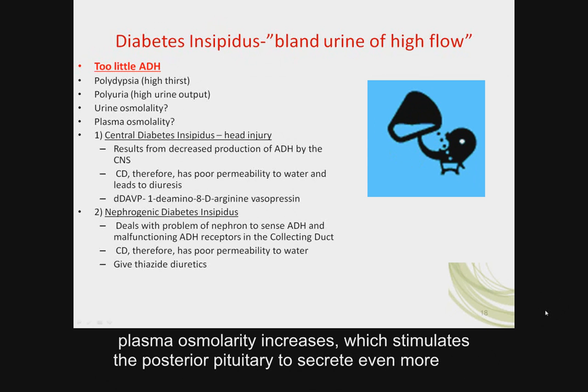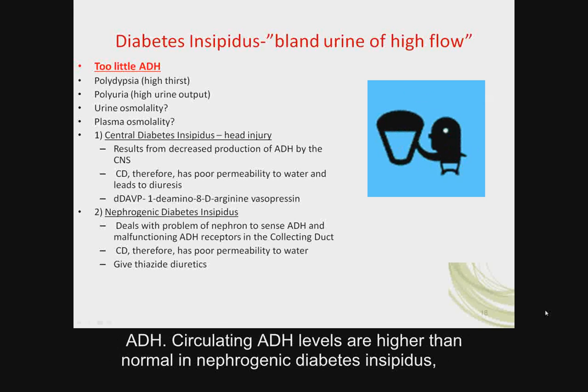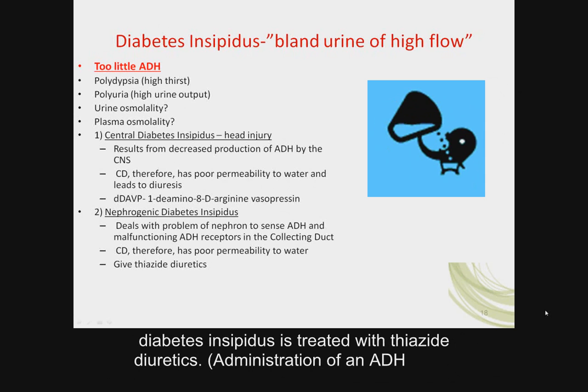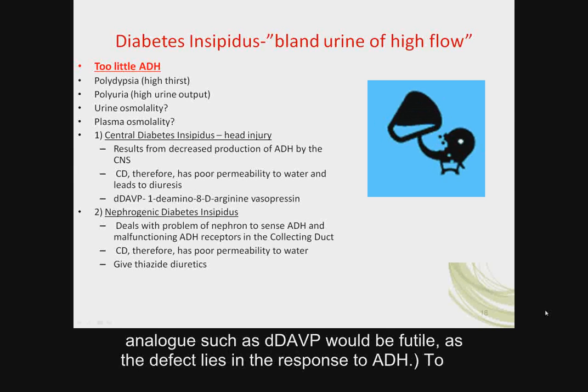The plasma osmolarity increases, which stimulates the posterior pituitary to secrete even more ADH. Circulating ADH levels are higher than normal in nephrogenic diabetes insipidus, but these high levels of ADH still are ineffective on principal cells. Nephrogenic diabetes insipidus is treated with thiazide diuretics. Administration of an ADH analog, such as DDAVP, would be futile, as the defect lies in the response to ADH.